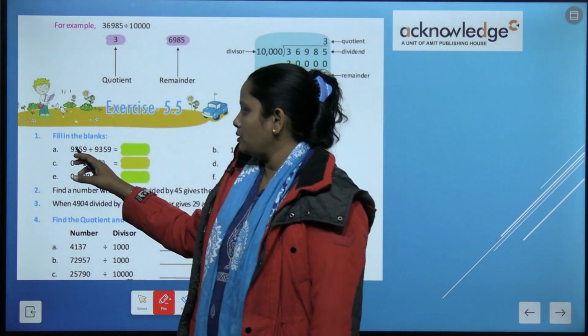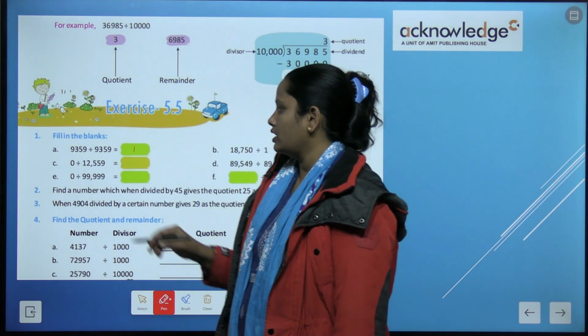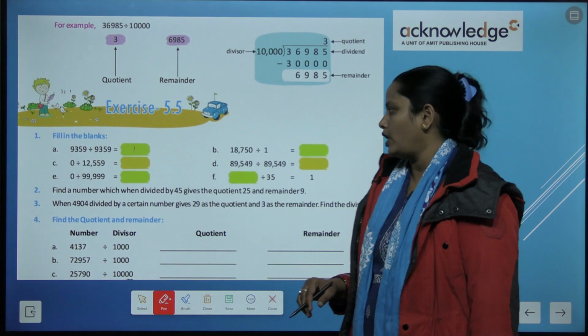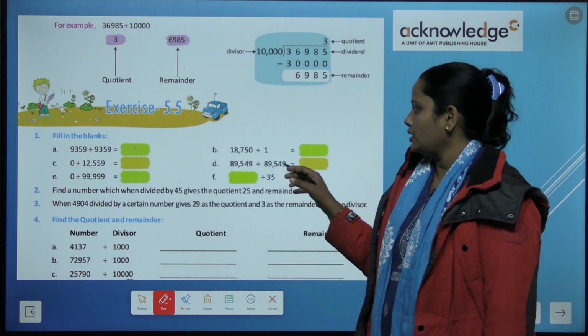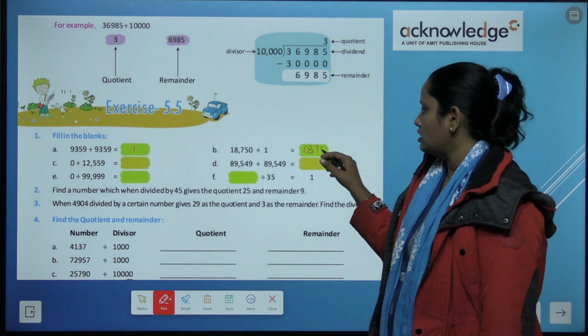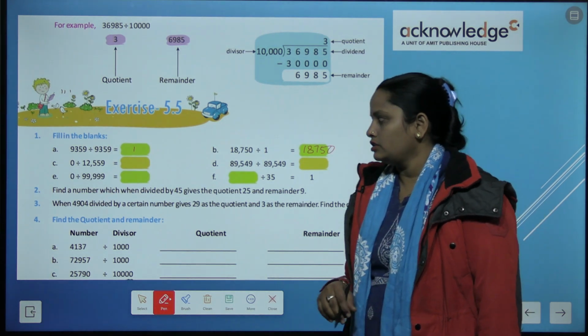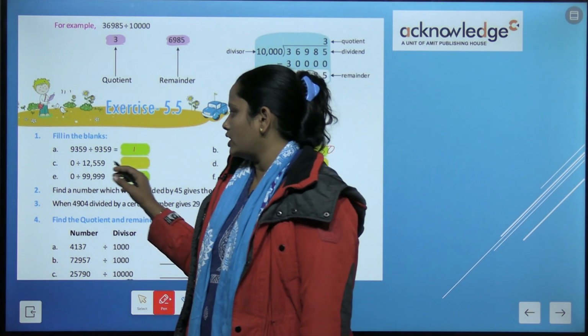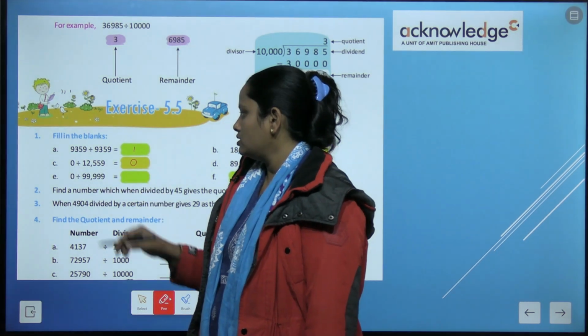Here, जब भी हम किसी नंबर को उसी नंबर से डिवाइड करते हैं, we get the answer as 1. Similarly, किसी नंबर को 1 से डिवाइड करेंगे, we will get that number as the answer. 0 से अगर किसी नंबर को करेंगे, we will get 0.